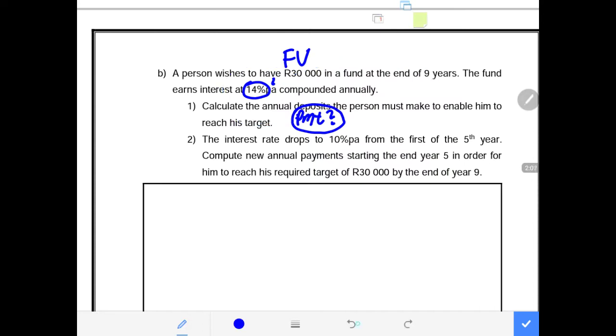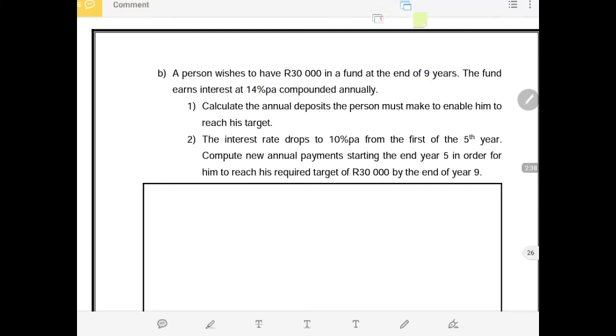Then it says the person must make deposits to enable him to reach his target. So how much must he pay every year in order for him to get to his target of 30,000 at the end of 9 years? So now we are looking for PMT. Remember, N will be 9 years, the number of times the payments will be made.